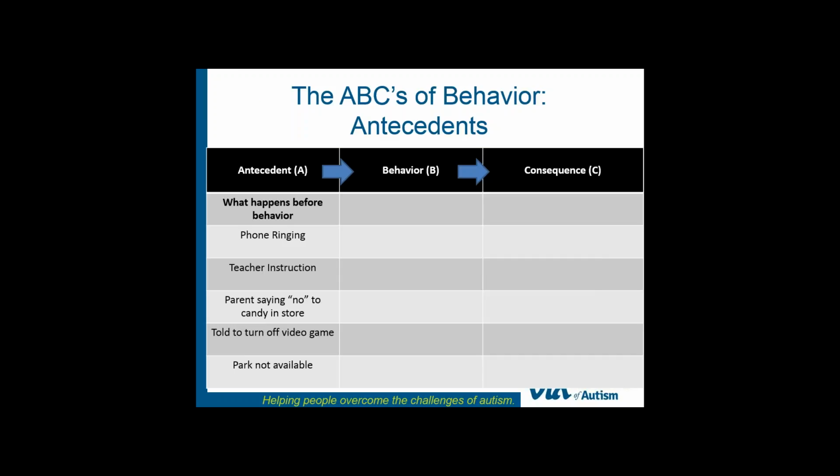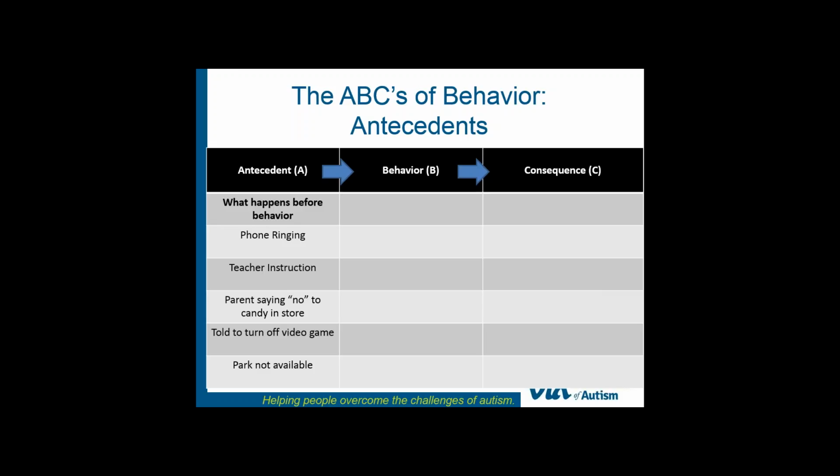A very useful way to think about antecedents in relation to problem behavior is that they're like triggers. So the antecedents trigger a certain behavior. So if the phone rings, that's a trigger typically for us to pick it up. A teacher provides an instruction. Hopefully that's a trigger for a child to follow the instruction, or not. If a parent says no at the candy store, that may be a trigger for a tantrum. If you turn off the video game, that may be a trigger for hitting. So if we start thinking about the antecedents as triggers, it makes it a little easier.